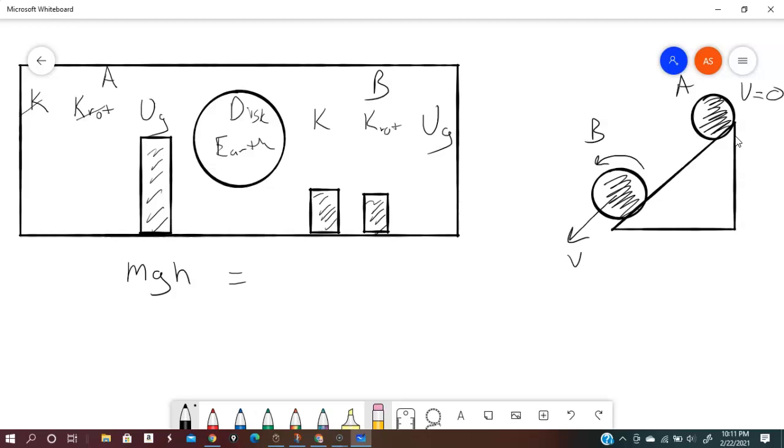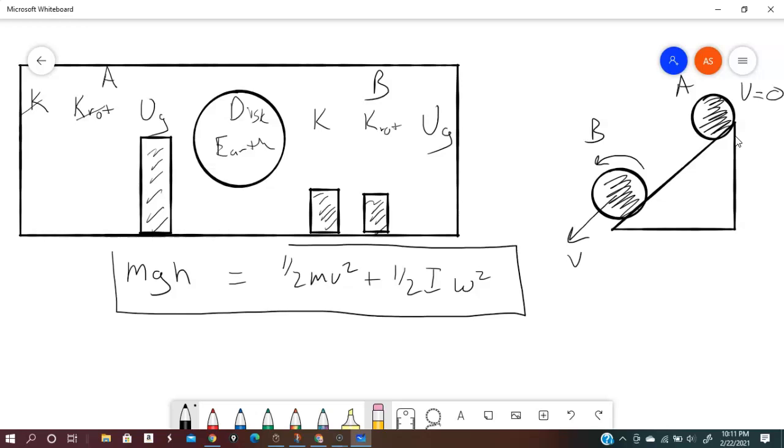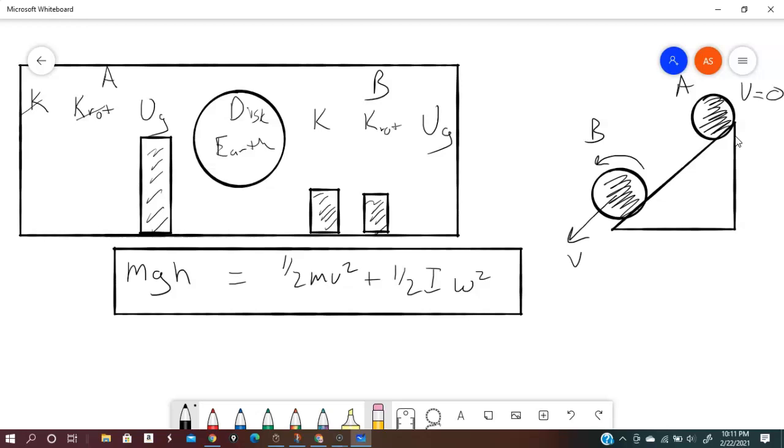But the important part here is that our kinetic energy would be 1/2 mv squared, and our rotational kinetic energy would be 1/2 I omega squared. And so that would be the equation we would want to make for this situation.